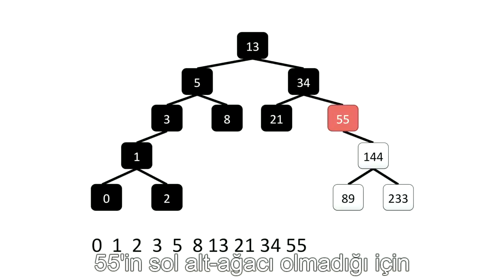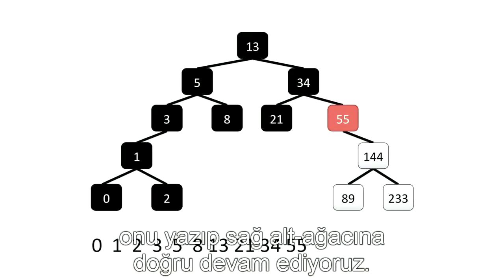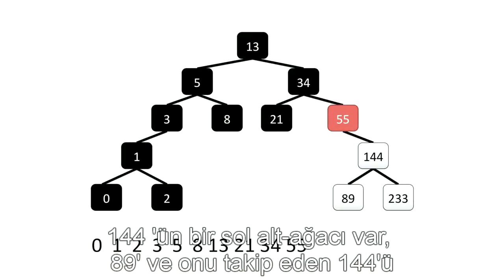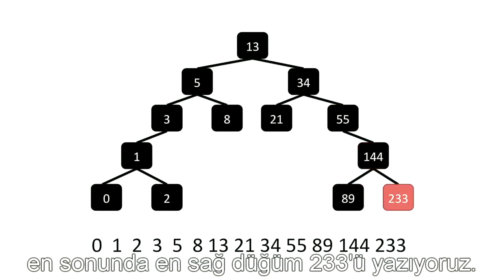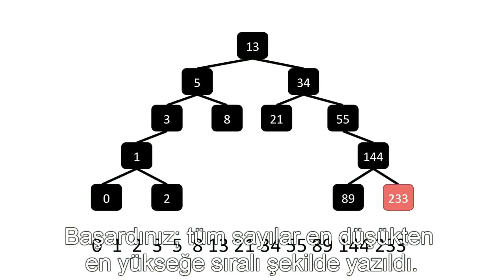Since 55 has no left subtree, we print it out and continue on to its right subtree. 144 has a left subtree, and so we print out the 89, followed by the 144, and finally the rightmost node of 233. There you have it. All the numbers are printed out in order from lowest to highest.